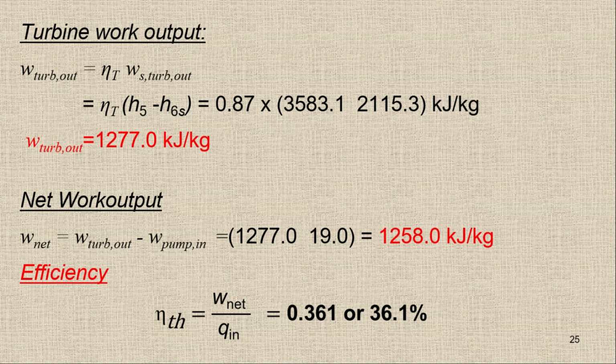Now in the question there was another part, to find out the W net, the complete work output. The mass flow rate was given, and the W net is 1258 kilojoule per kilogram. If I multiply this with the mass flow rate, then kilogram and kilogram will cancel out, and we will get kilojoule per second. And then we can easily calculate the power produced by the power plant.